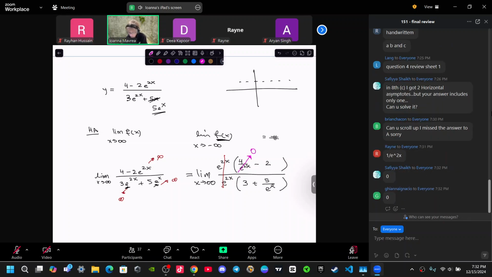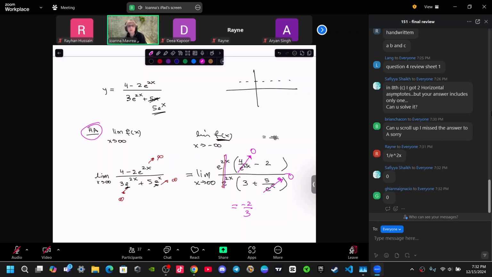So that goes to 0, and that goes to 0. This is already 1. So therefore, you have negative 2 over 3. But the question was, find our horizontal and vertical asymptotes. When you're taking the limit as x goes to infinity, if you find a number, the number is not an asymptote. The number is a number. An asymptote is a line.